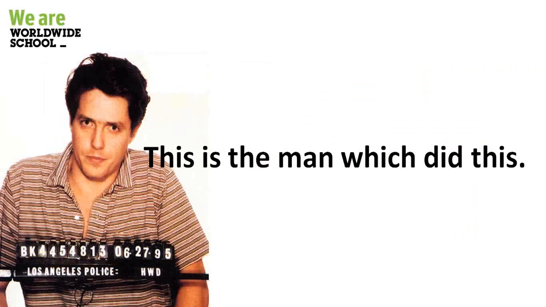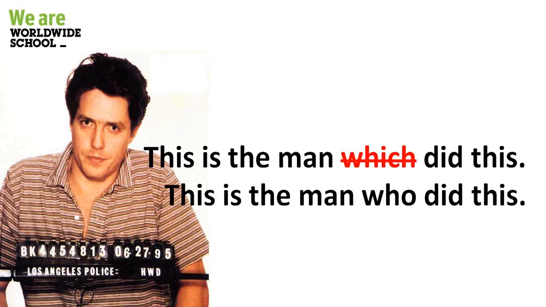And one final example, this is "the man which did this." So, what about this sentence? What is wrong here? Absolutely. Okay, so there we go. "This is the man who did this" rather than "which." "Which" is not to be used with people, it's "who" that we should go for instead. So these are all these 10 most typical mistakes that people make when they learn the English language.